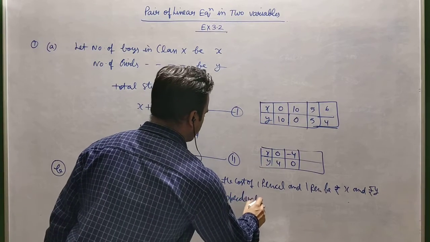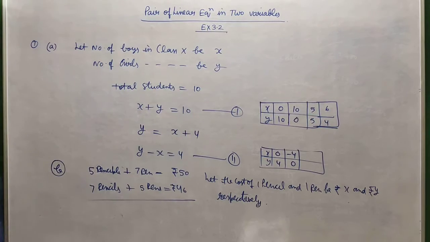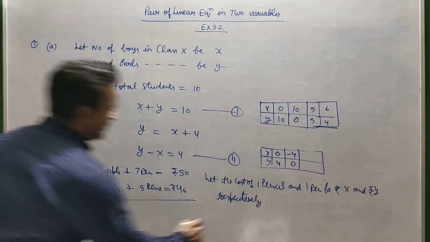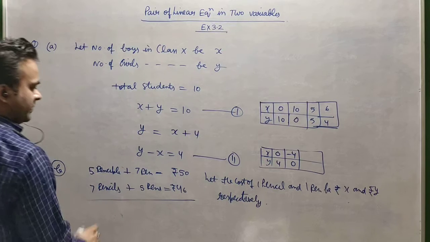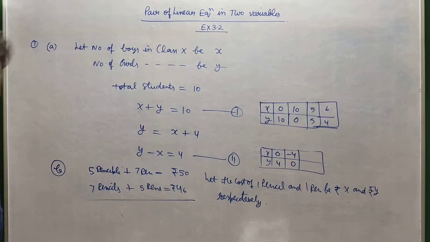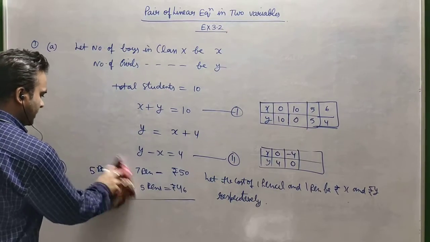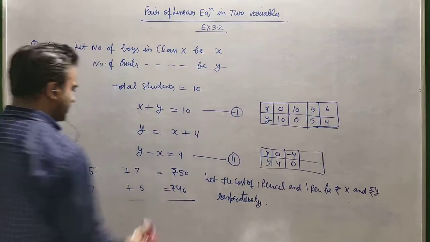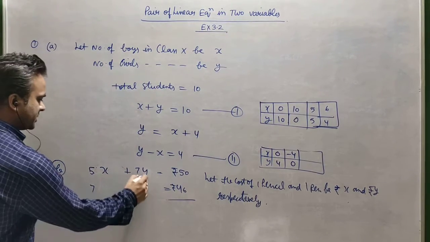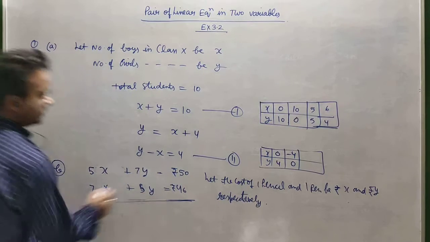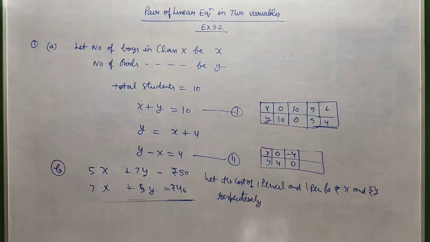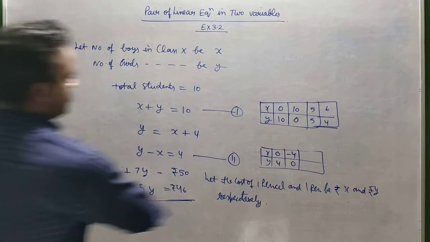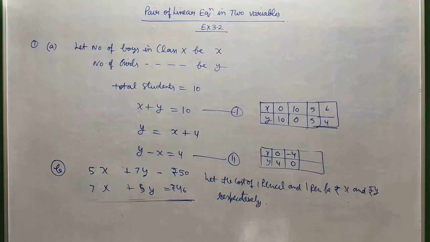I hope you have understood the concept, because in exercise 3.1 we have done this type of sum. So the equation will be 5x plus 7y equal to 50. What I am doing here is, in place of the cost of a pencil I put x, and in place of the cost of a pen I put y. So it will be 5x plus 7y equal to 50, and 7x plus 5y equal to 46, and this equation pair is formed, right? So it is very easy, only the equations you have to form. Then the graph, because 50% of the question you have done here, only the plotting part is left.